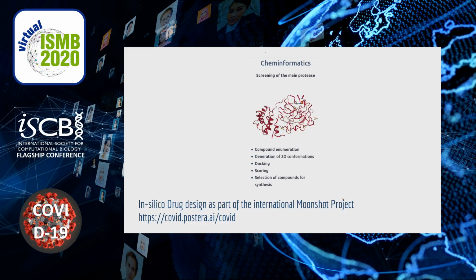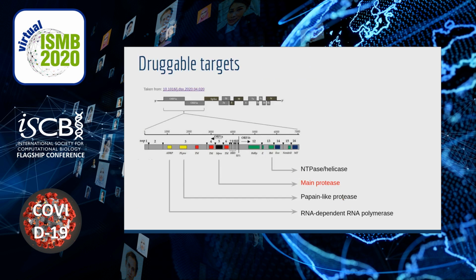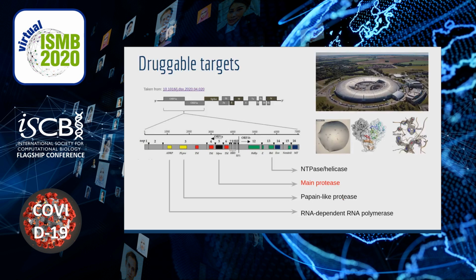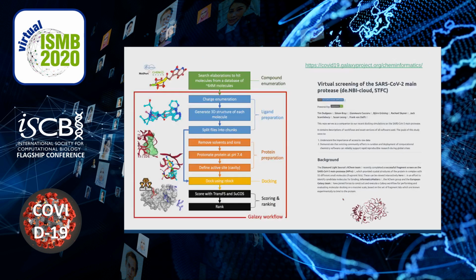Let's talk about cheminformatics. This is another project that we have been developing since a few months. And it deals with in silico drug design. And it's part of the International Moonshot project to find a drug against COVID-19. At first, we needed to identify a druggable target. And one of the druggable targets that we can target is the main protease.